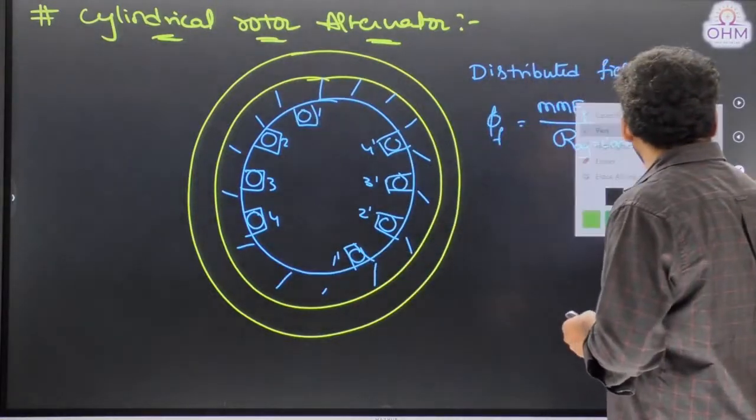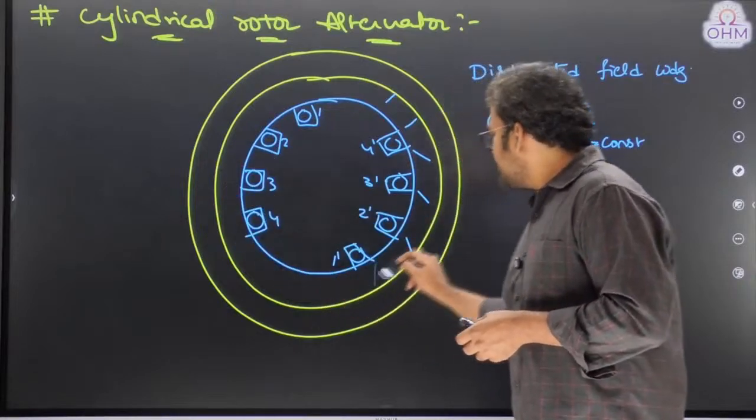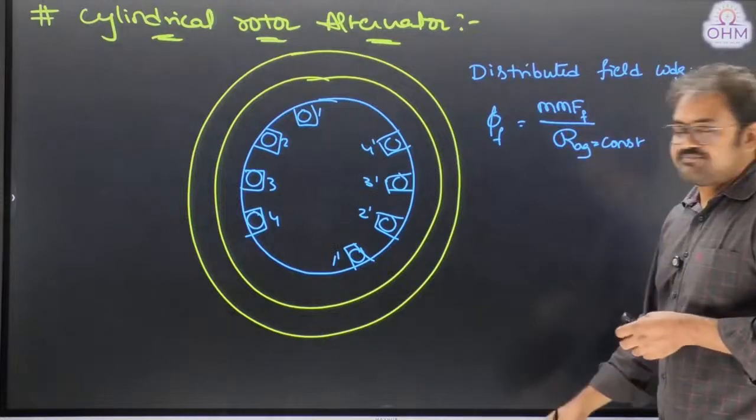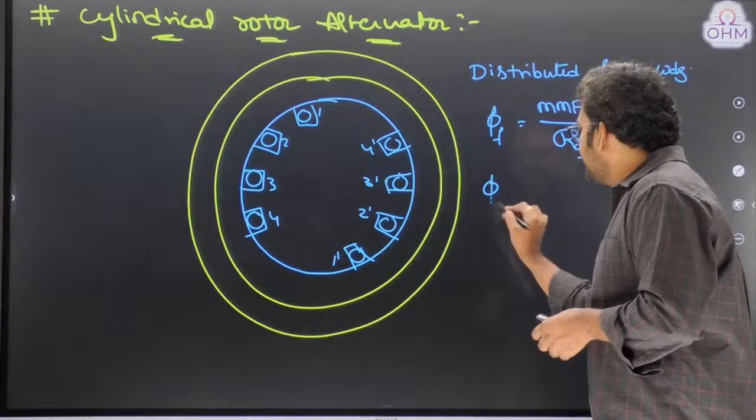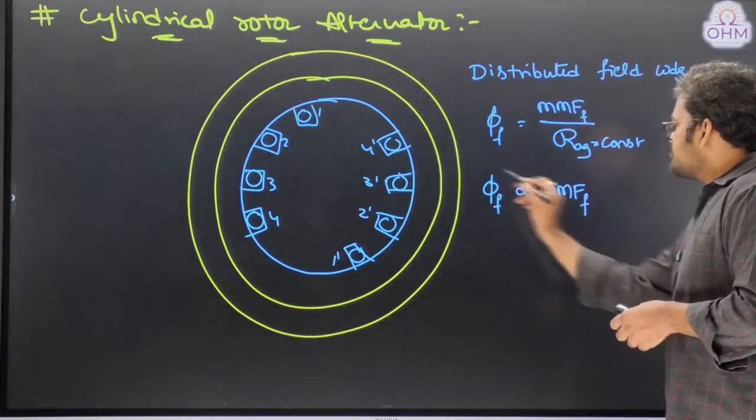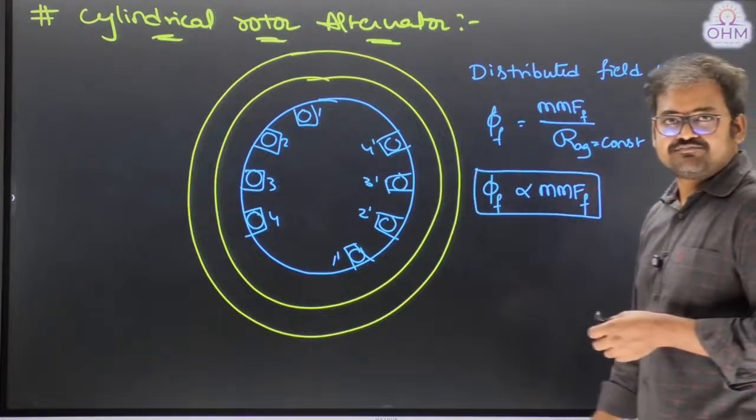If you are confused, I will erase these lines. The air gap length is uniform. That's why air gap reluctance is constant. If air gap reluctance is constant, then can I say field flux is only proportional to field MMF? So the shape of field flux will depend upon the shape of field MMF.